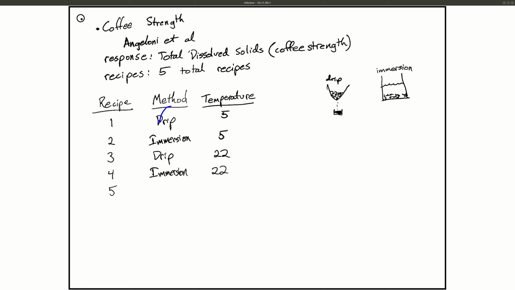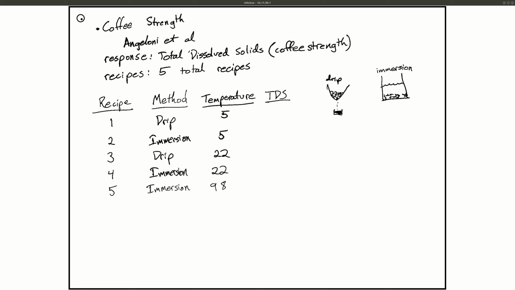We haven't really covered it in depth yet in this class, but the experimental design here is a 2 by 2 factorial. We have 2 factors, method and temperature, and each has 2 levels. Now this 5th recipe, though, is a little bit different. This is also immersion brewing, but the temperature was 98 degrees Celsius. So this 5th recipe is kind of an odd man out. That's just a standard French press brew, brewed at hot temperature, immersive.